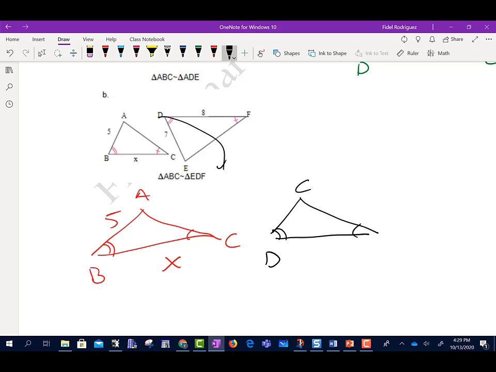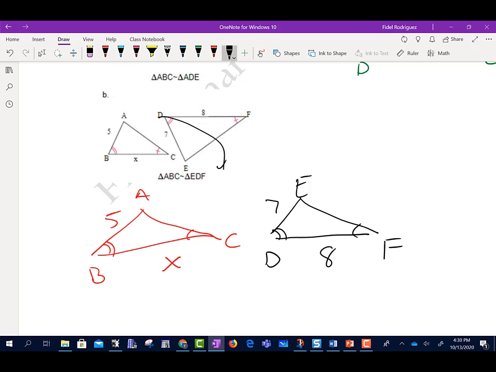This is my point C. Here's my point D. Here's my point F. So DF is 8, and D. Why did I put a C? It's not a C. It was an E. And DE was 7, okay?